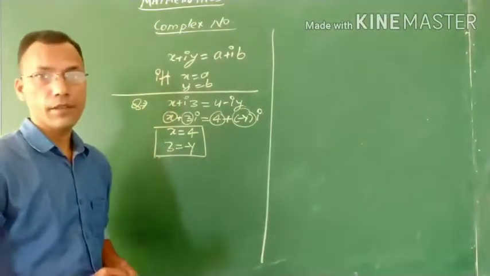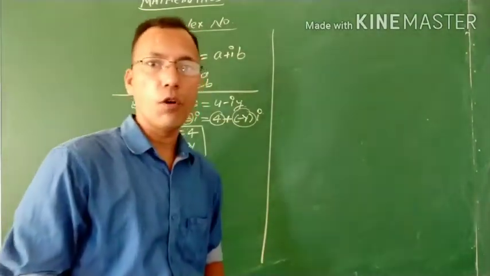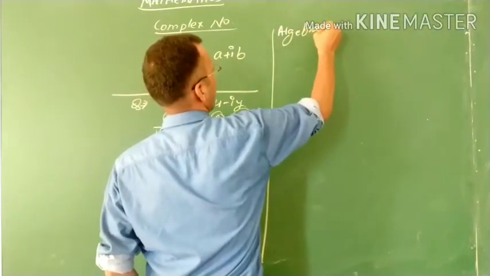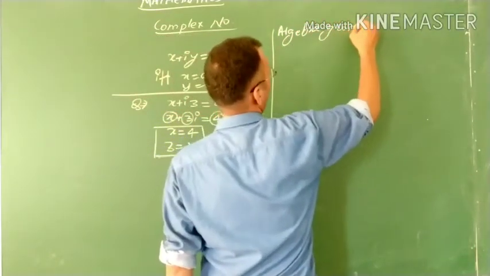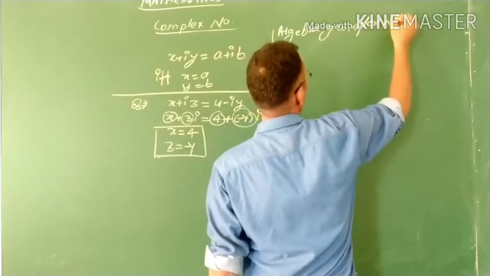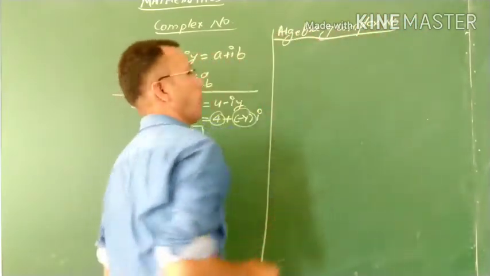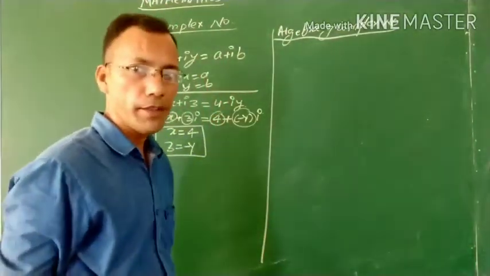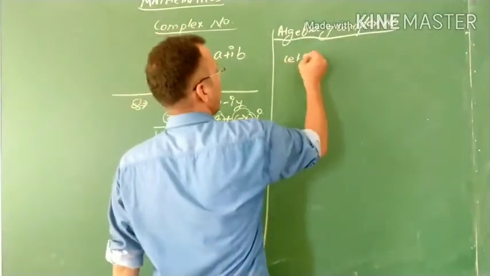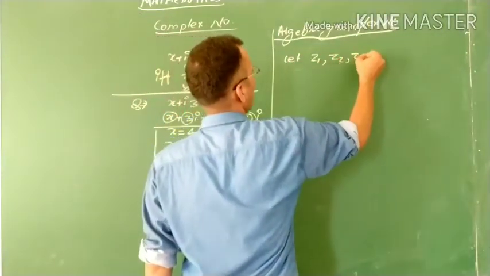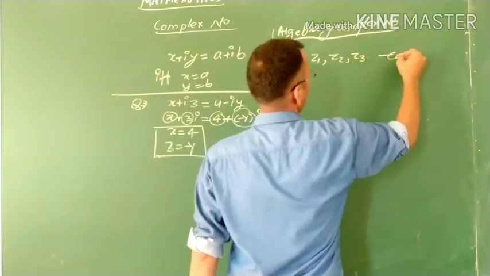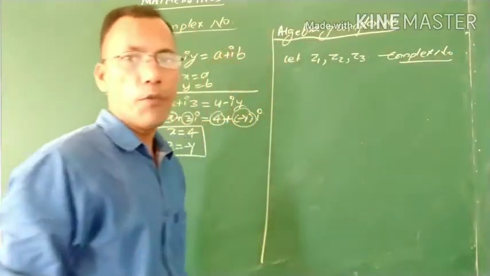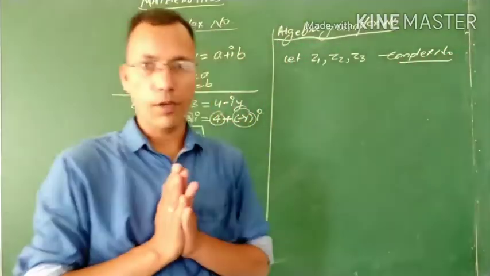Now see the second thing. Now we will discuss the algebra of complex numbers. Let Z1, Z2 and Z3 be different complex numbers. In the algebra of complex numbers, we will discuss the following.